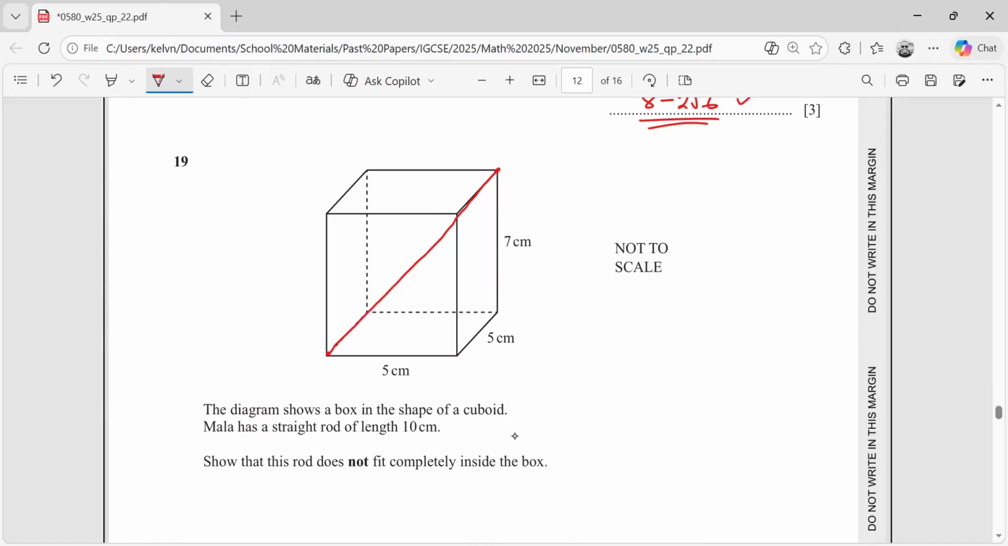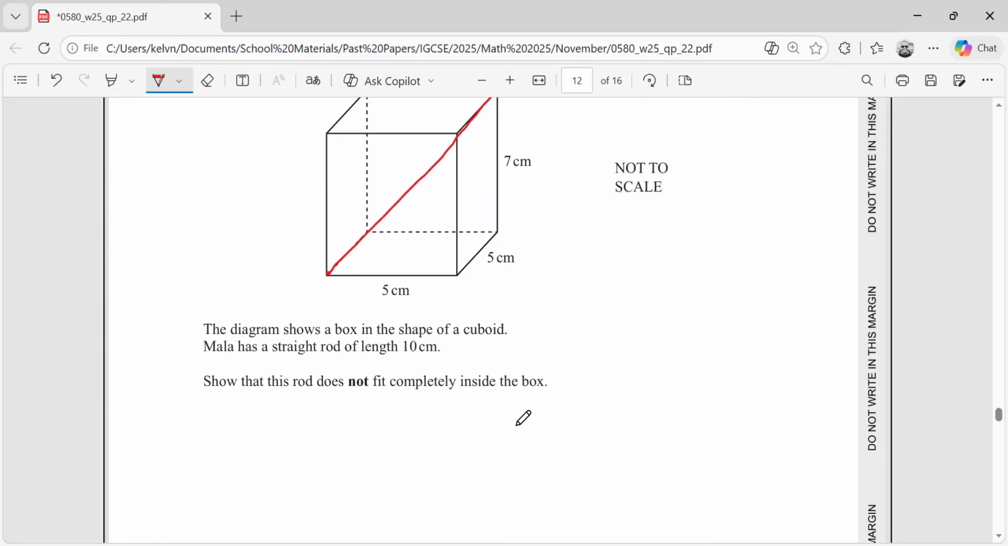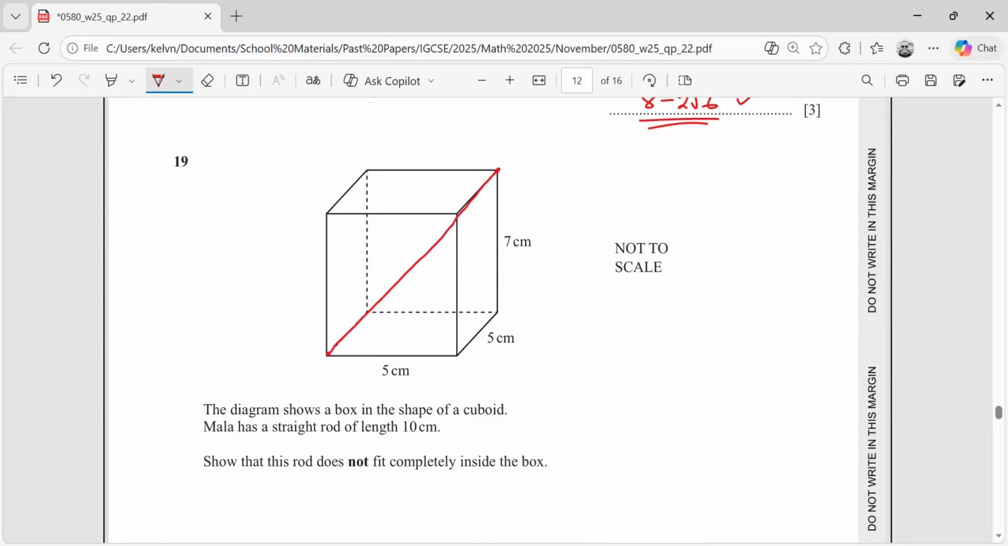Okay, so let's find out if this is actually going to work and if our rod is going to fit. First of all, let me complete this. The reason I want to complete this is that we're going to create a triangle, which we can use Pythagoras theorem for. Now, if we find this length, we can use Pythagoras theorem to find the diagonal from this point to this point. And to find this length is easy.